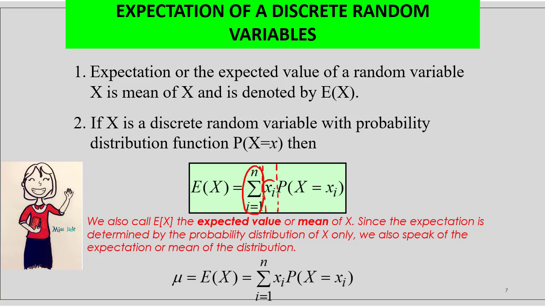Secondly, x_i represents the random variable values. And the last part is the probability of the random variable values. That's it. This is how we find the expected value. Let us proceed to some examples.